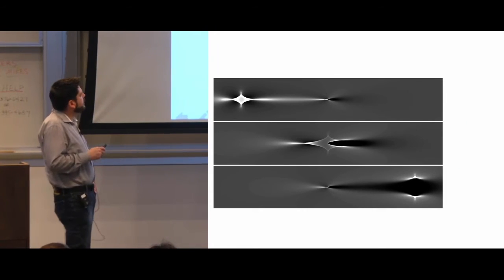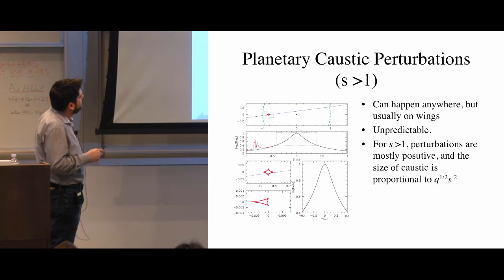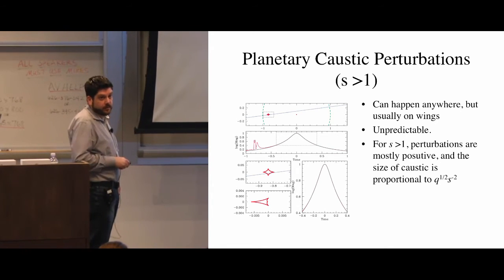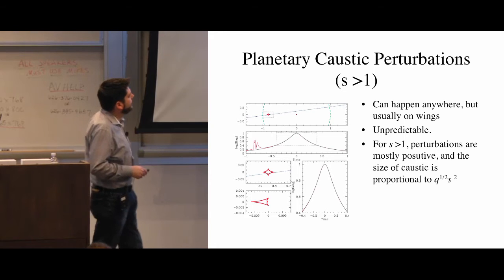All right, so planetary caustics, S greater than 1, positive deviation, bump, typically on the wings of a light curve. This is the planetary caustic. This is the central caustic. If you look at the scales here, the central caustic is always smaller than the planetary caustic. Okay, and it actually gets smaller relative to the planetary caustic, the smaller the mass ratio you get.